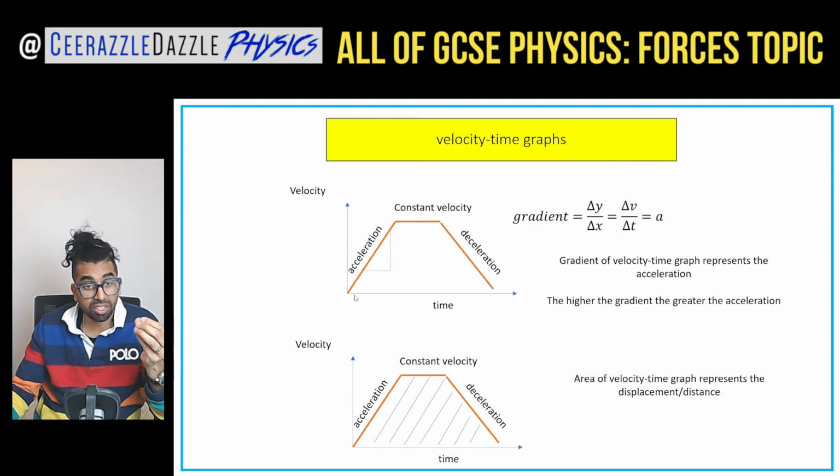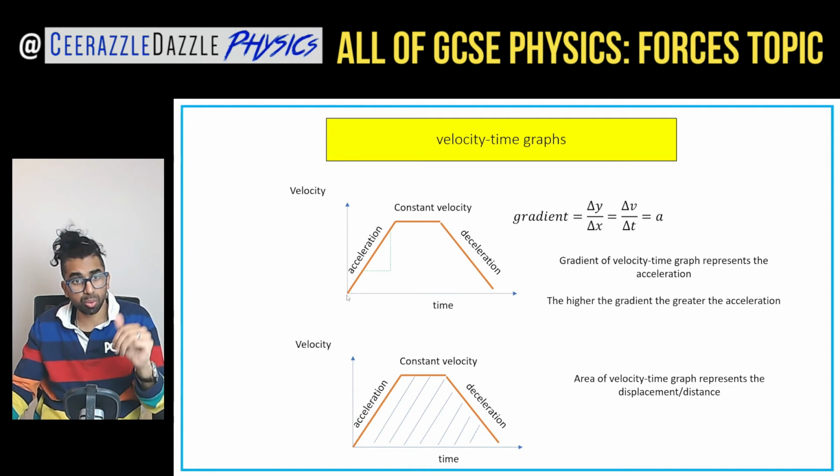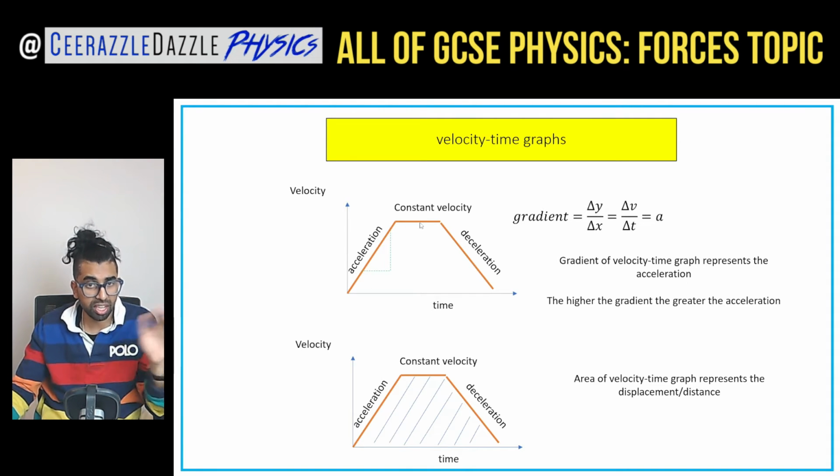First of all, we can see that if it's a diagonal line going upwards, you are accelerating because you are changing velocity. If it is a straight horizontal line, it's a constant velocity over here. And if it's going down, it's going to be deceleration going downwards. If I was to look at the gradient of this line, because the gradient of the line is the change in y over the change in x, it's the change in my velocity divided by change in time, which is the acceleration from before. So the gradient of a velocity time graph represents the acceleration.